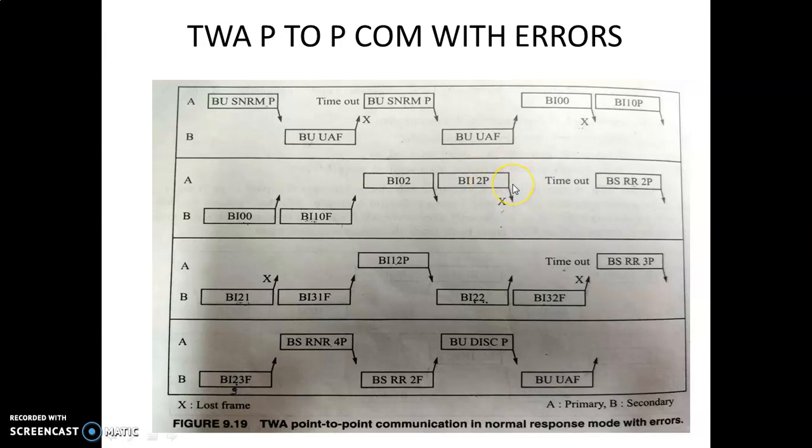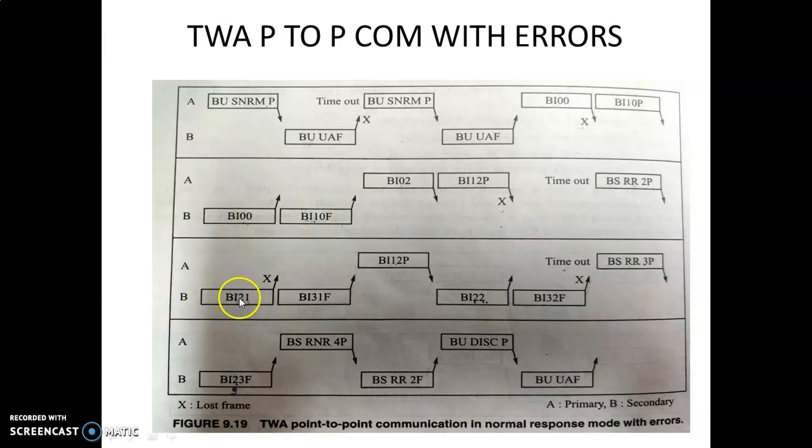So what A will do is wait for a timeout, and after the timeout it sends a supervisory frame addressing B, telling it: please send me your next frame that I was expecting, with P bit equal to 1. This is received properly. Then we understand that RR is expecting the next frame, so B starts sending I2. See, I2 is the next frame from B, because it has sent I0 and I1 and they were received properly.